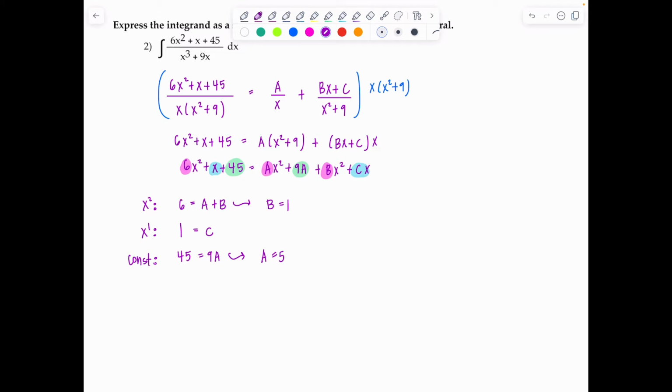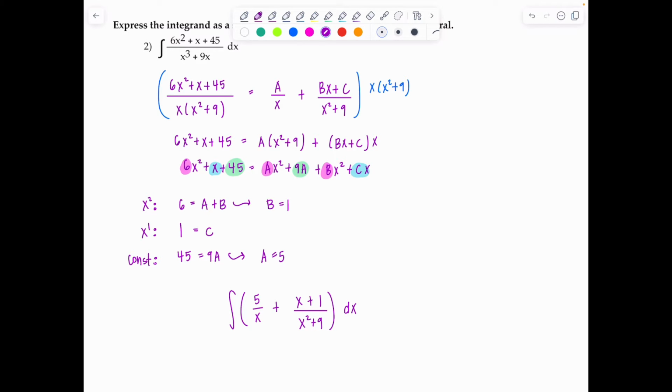Isn't that fabulous? Okay, so we can rewrite our integral now as 5 over x plus (1x plus 1), because C was 1, over x squared plus 9 dx.